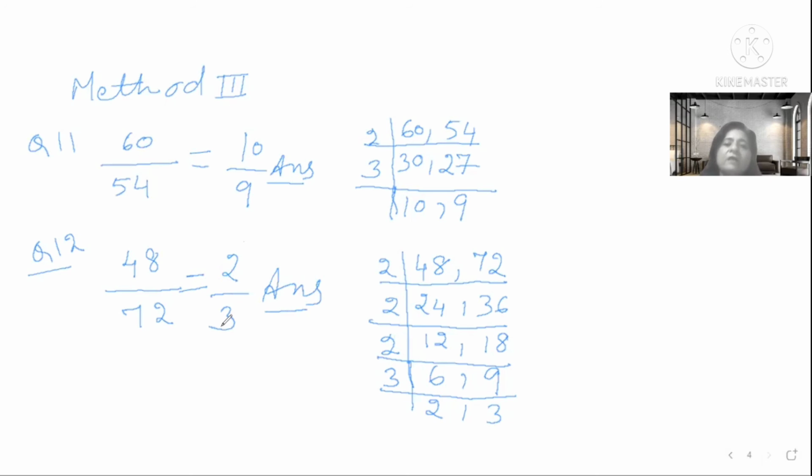So here, between numerator and denominator, no other factor is common except 1. So I hope guys you have understood the concept of reducing the fractions to the lowest form or the simplest form.